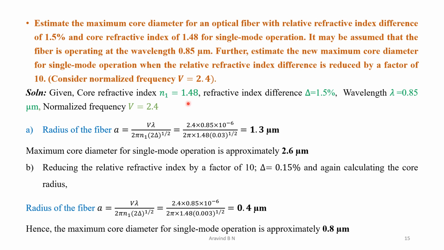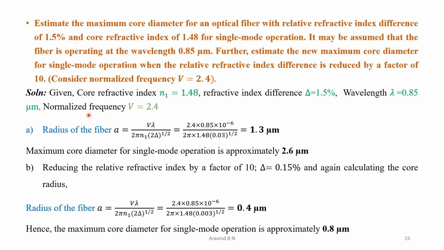So let us note down the given parameters. The core refractive index n1 is equal to 1.48. Relative index difference is given, that is delta is equal to 1.5%. Then wavelength is given, lambda is equal to 0.85 micrometer. The normalized frequency V is given, that is equal to 2.4. And these parameters are applicable with respect to single mode operation.